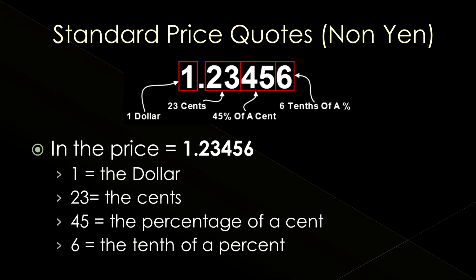So in the slide, you'll see the price quote 1.23456. And in the price, first to the left, number 1, is the dollar amount. 23 is the cents. 45 is the percentage of a cent. And 6 is the 10th of a percent.